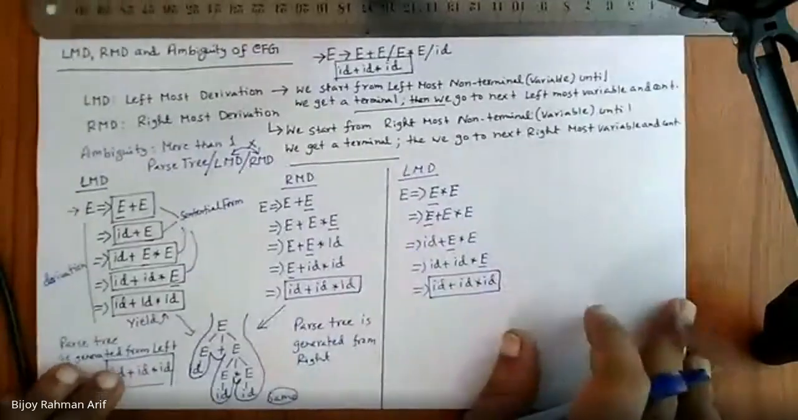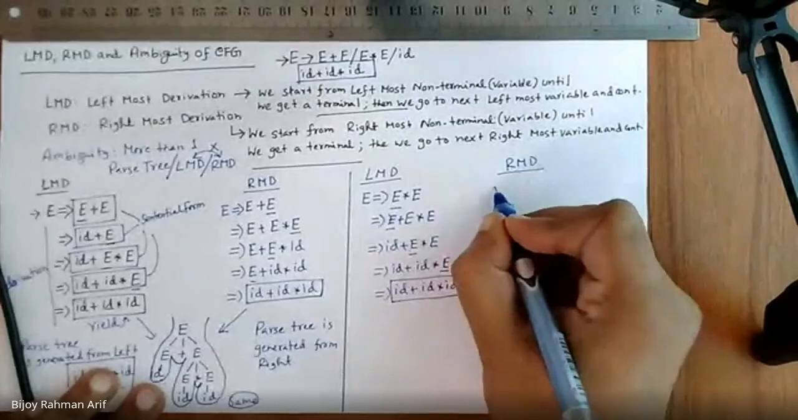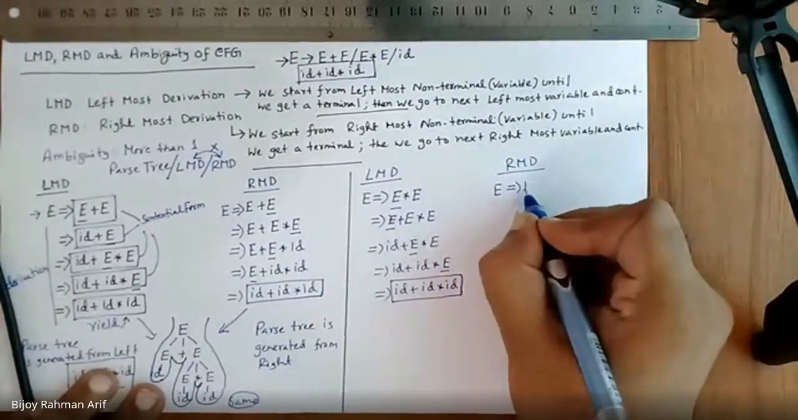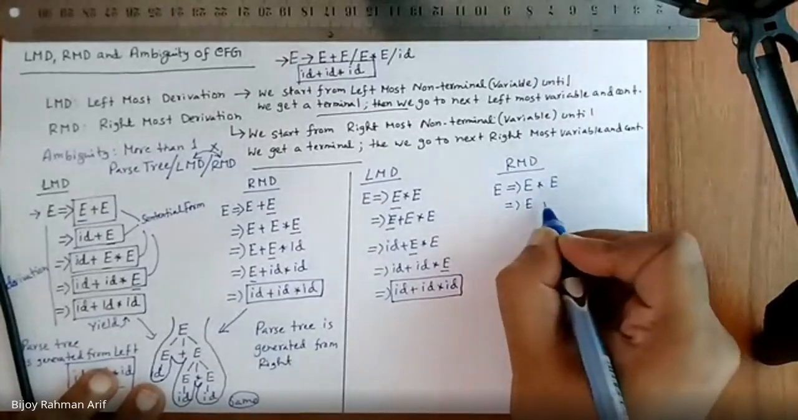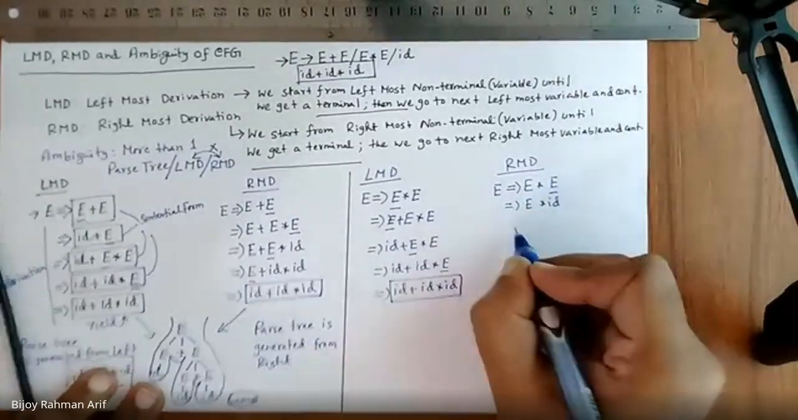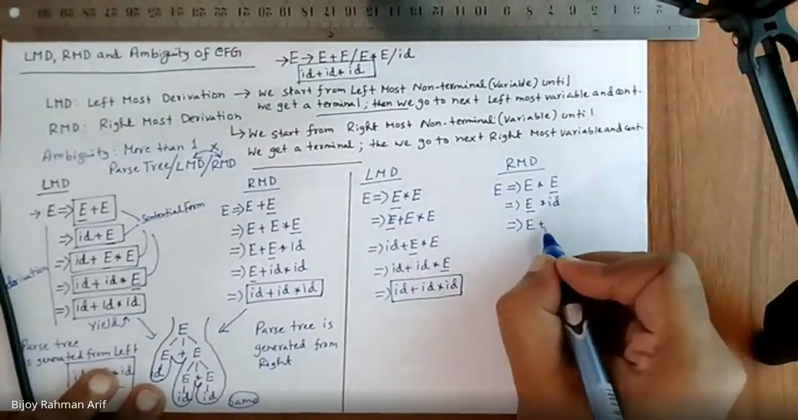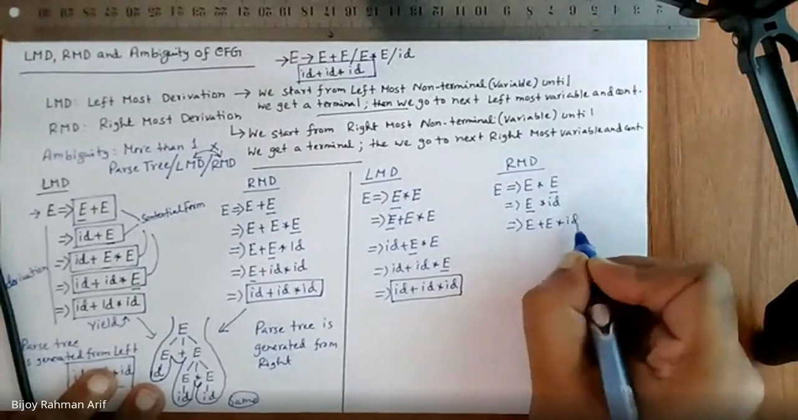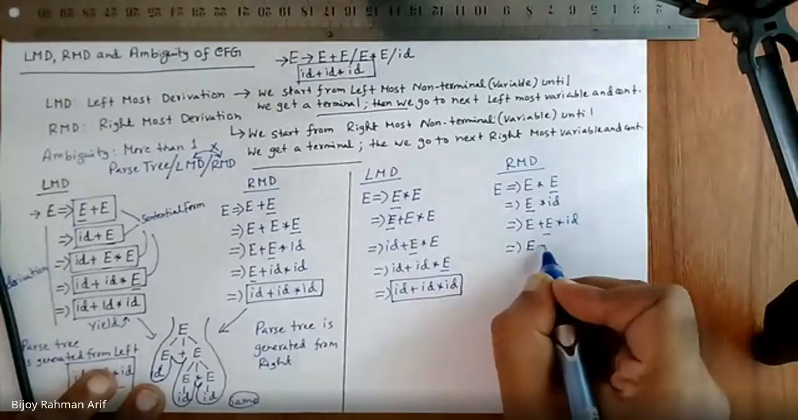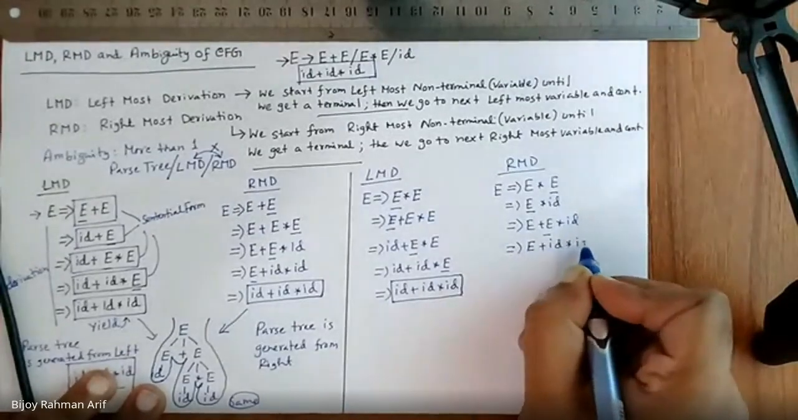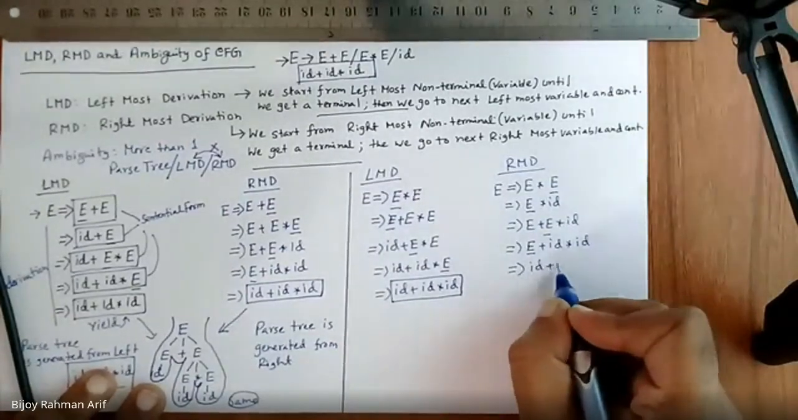Now it also has an equivalent RMD. What is that? Let's take E. E derives E star E. Then this E becomes ID. Then this E becomes E plus E. Then this E becomes ID star ID. Then this E becomes ID plus ID star ID.